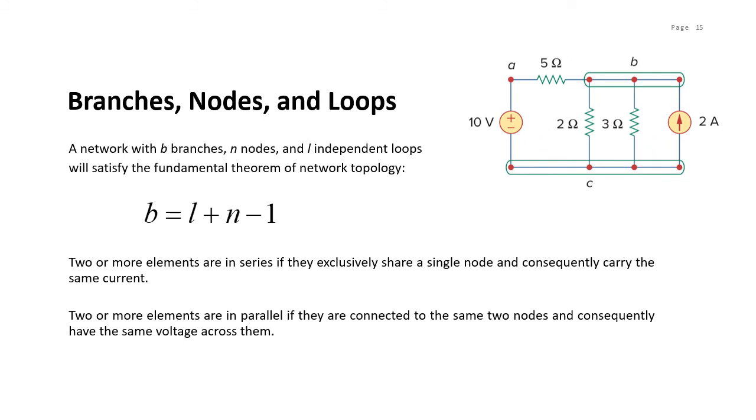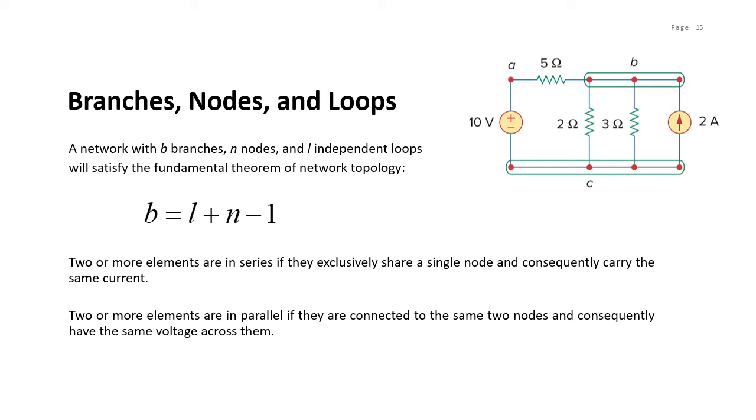A network with P branches, N nodes, and L independent loops will satisfy the fundamental theorem of network topology, which is P equals L plus N minus 1. Two or more elements are in series if they exclusively share a single node and consequently carry the same current. Two or more elements are in parallel if they are connected to the same two nodes and consequently have the same voltage across them. Elements are in series when they are chain connected or connected sequentially end to end.